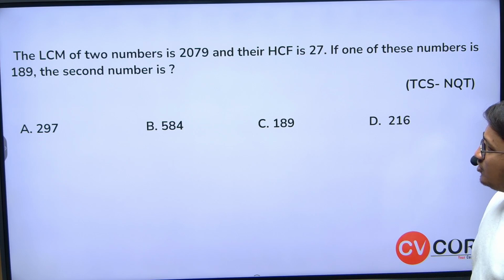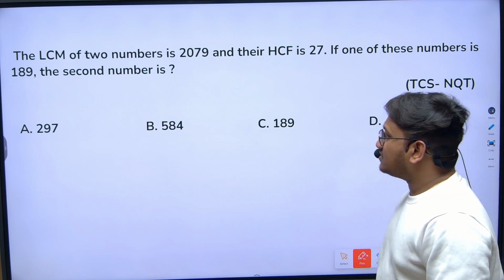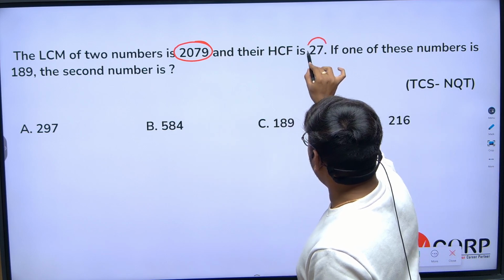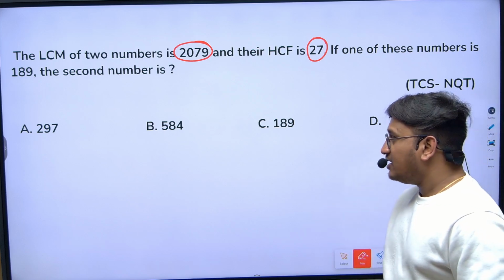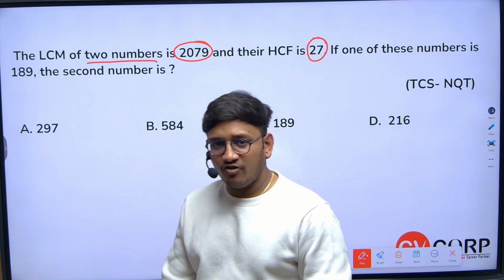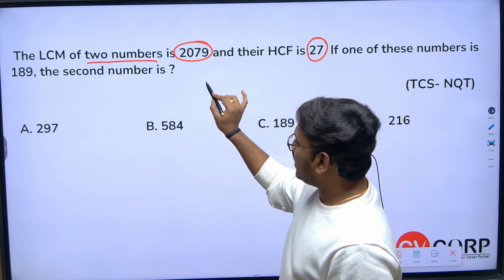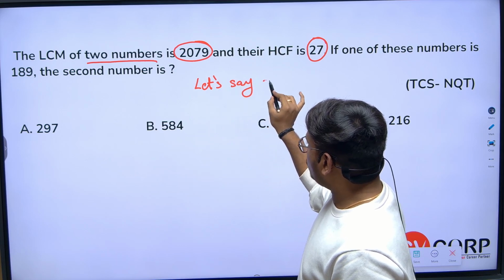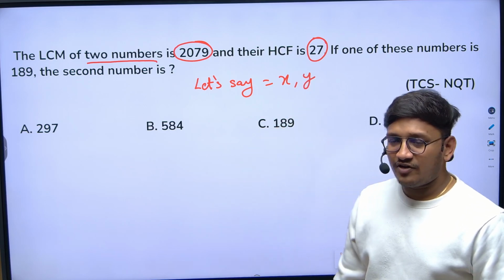The LCM of two numbers is 2079 and their HCF is 27. If one of these numbers is 189, find the second number. So here they're talking about two numbers. We don't know those two numbers. We know only that one particular number. Let's say those two numbers are x comma y.